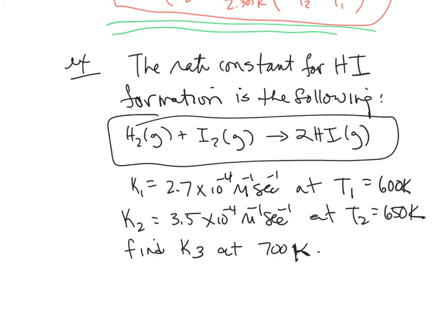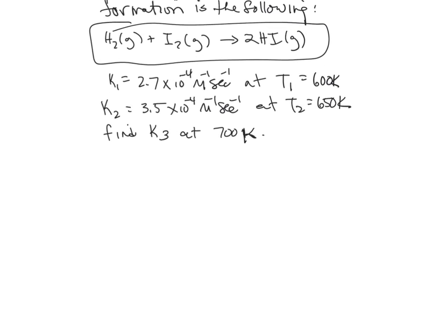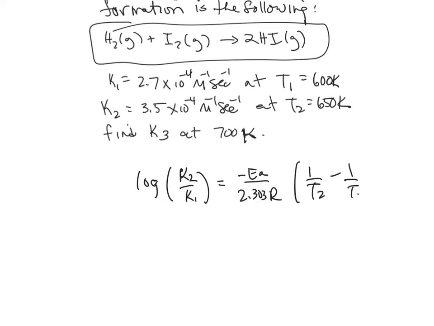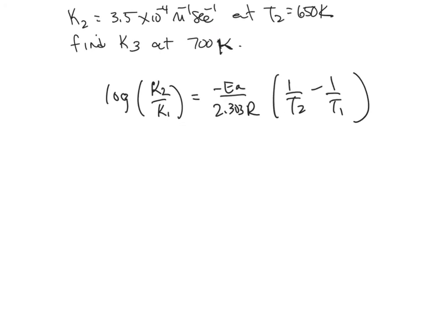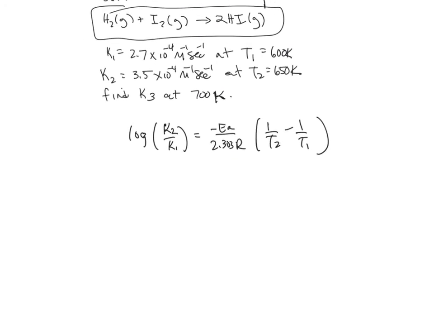All right, so let's put up our equation and think about this. We can use a base 10 logarithm here. Base 10 logarithm of K2 over K1 equals negative EA over 2.303R times 1 over T2 minus 1 over T1. And let's look at the details here. Okay, there's the number. We're going to plug in the numbers, and we have the logarithm of 3.5 times 10 to the minus 3.